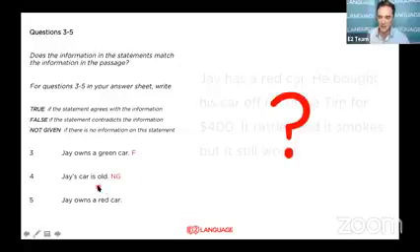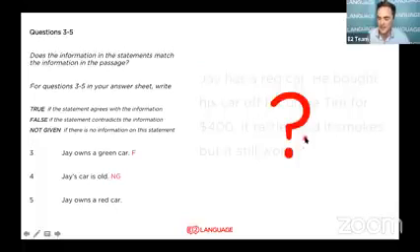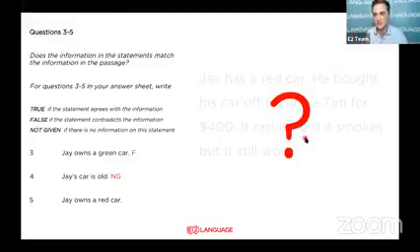Jay's car is old. Well, it doesn't say anything about that. It mentions that it's red. It mentions that he bought it off his Uncle Tim for $400. It mentions that it rattles and it smokes, but it still works. But it doesn't say anything about the age of the car. And we can't assume just because it's red and cheap and it rattles and smokes, that it's old. You can't assume anything. Therefore, it's not given because there's simply no information on this.